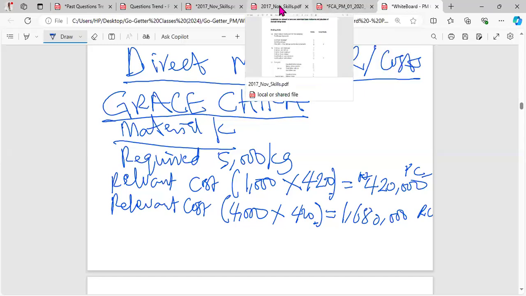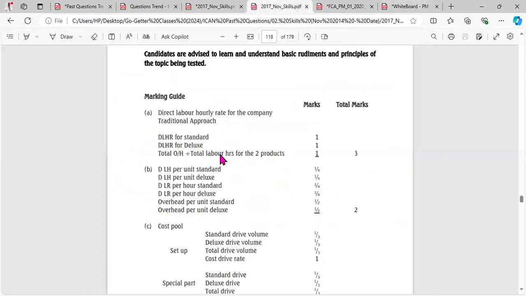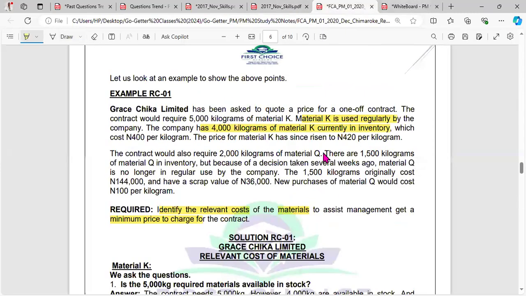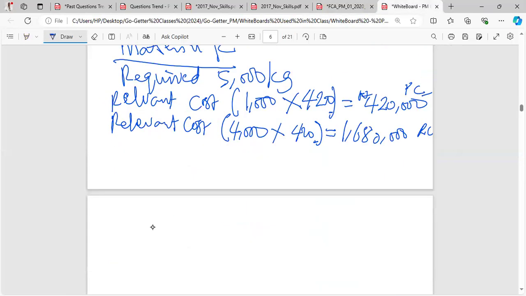So the contract will also require 2,000 kilogram of material Q. So we'll come here again, material Q.